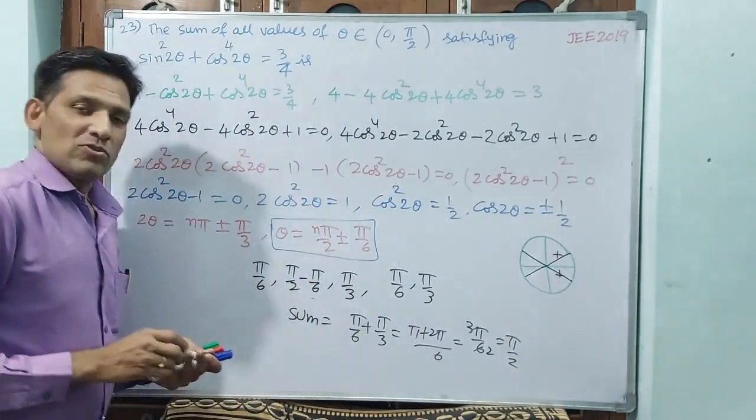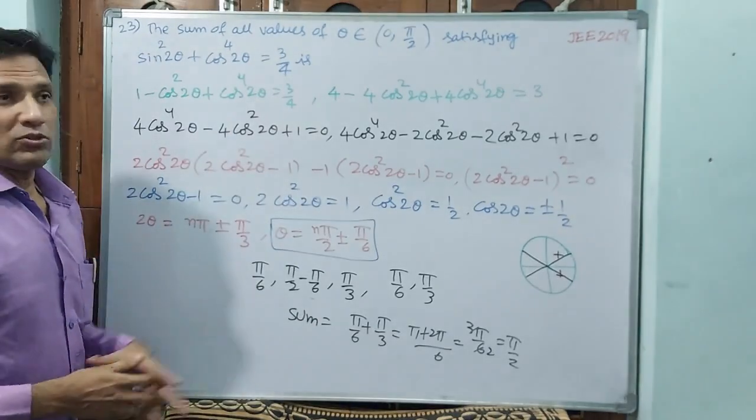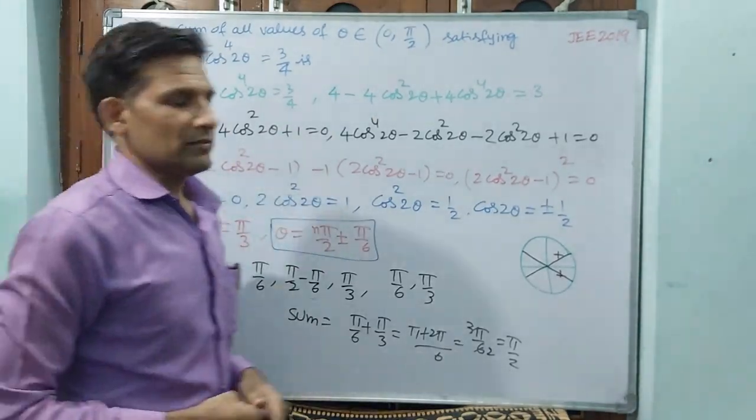Pi by 2. Pi by 2 is correct only. Why? Because we have seen earlier, pi by 2 is the answer. Like this you have to solve this question. This is a JEE question. Okay, let us go for the next question.